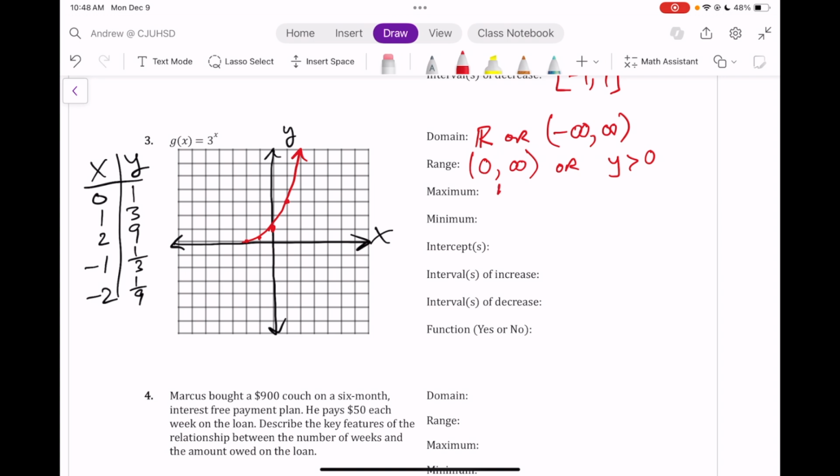The maximum, there is none. The minimum, there really is none. The intercepts, there's only just this one at (0, 1). It's increasing on the entire interval, entire domain, from negative infinity to positive infinity. There's no decrease. And yeah, it's a function. One input gives you one output. So what did we learn new this time? Well, we learned how to deal with infinity.